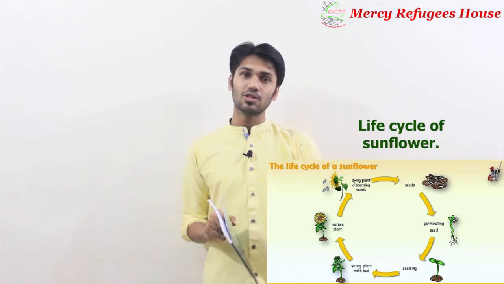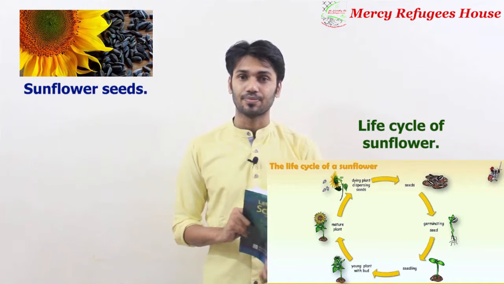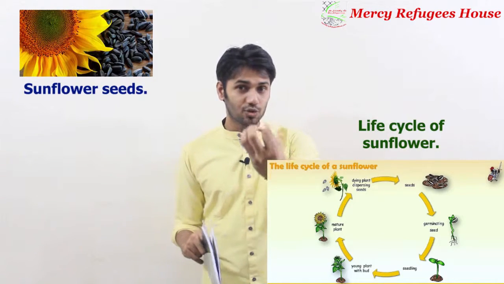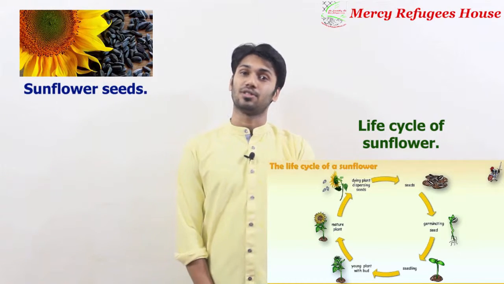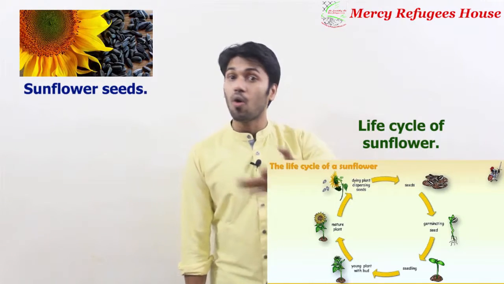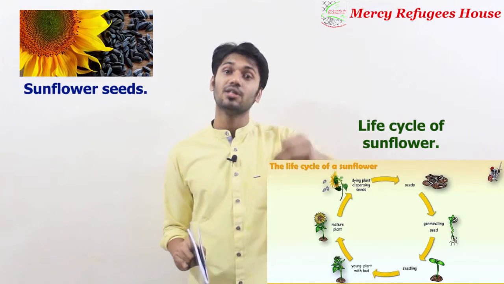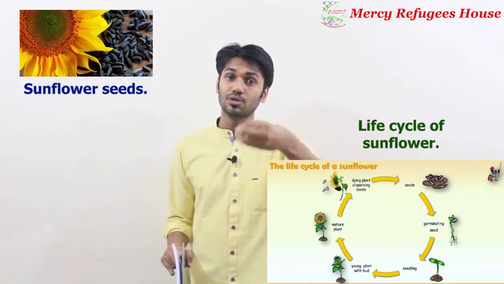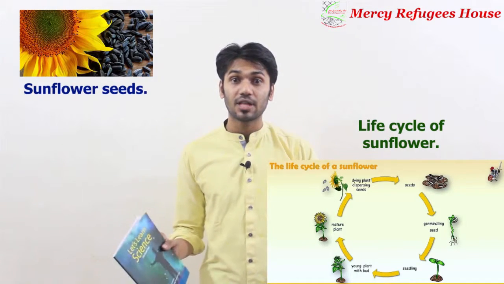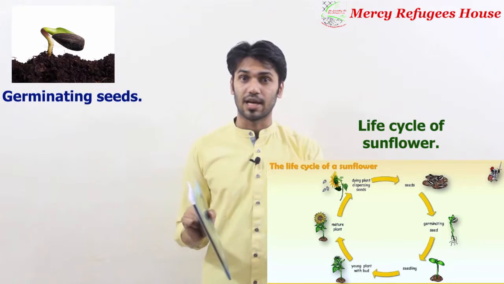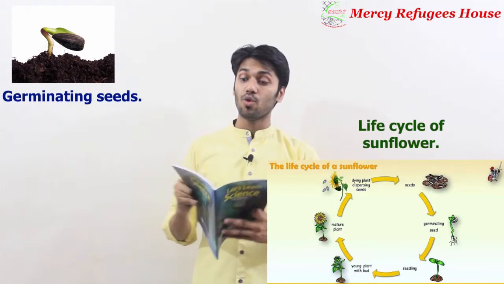So what happens? We have the seeds of sunflower, and we take those seeds and plant them in the earth. Of course, we don't plant them all the time. There are particular times when you can plant those seeds. After that, a little sunflower plant grows.